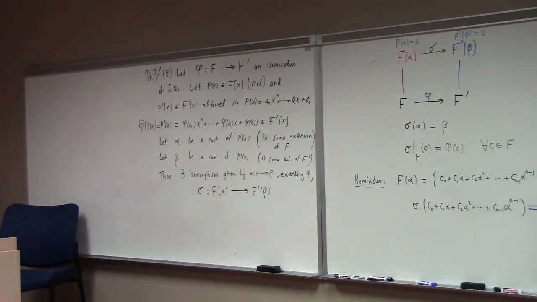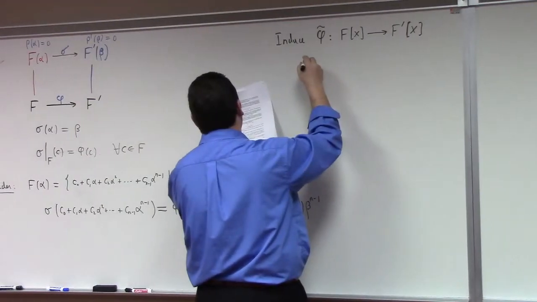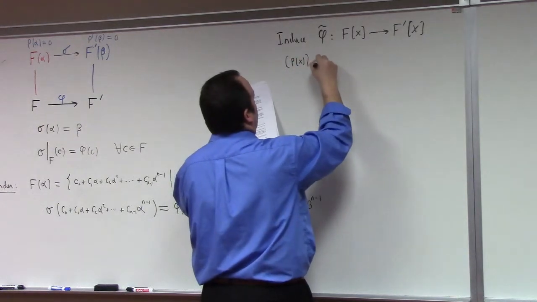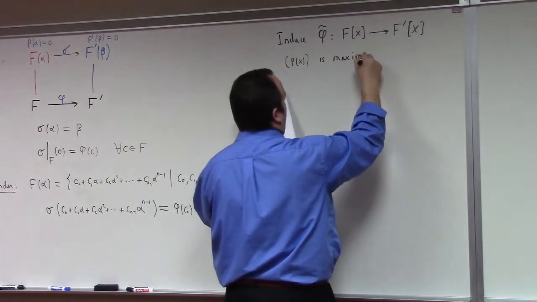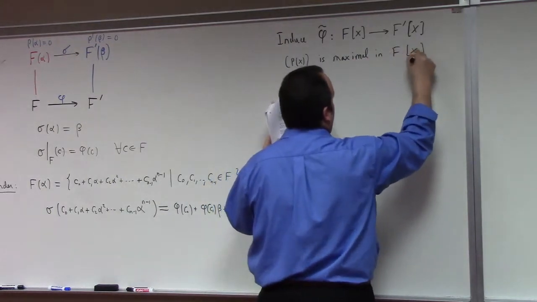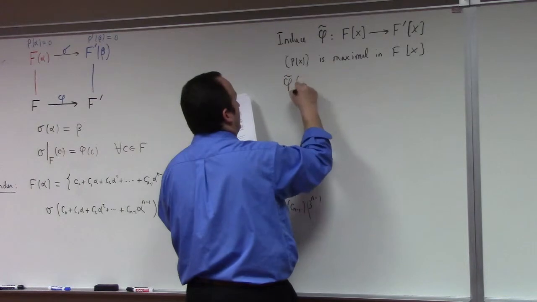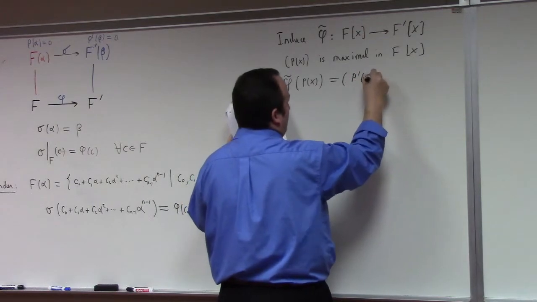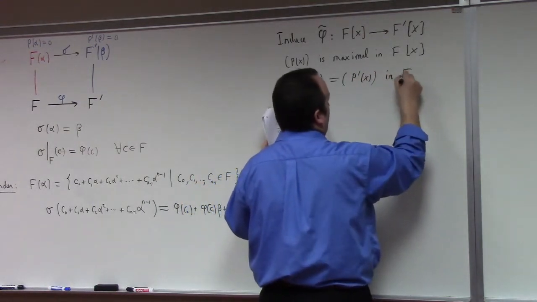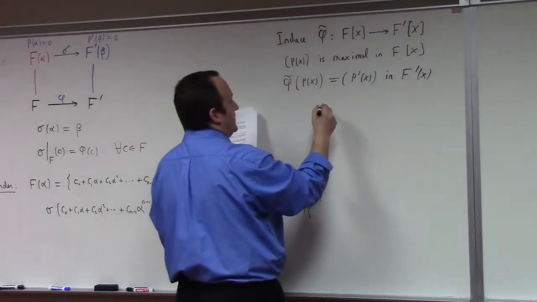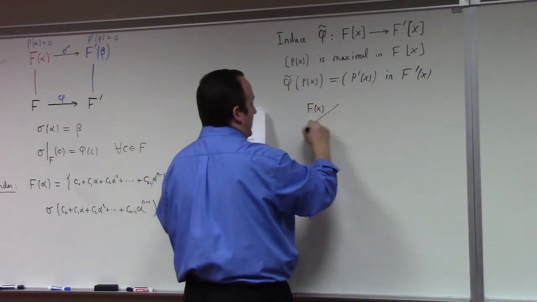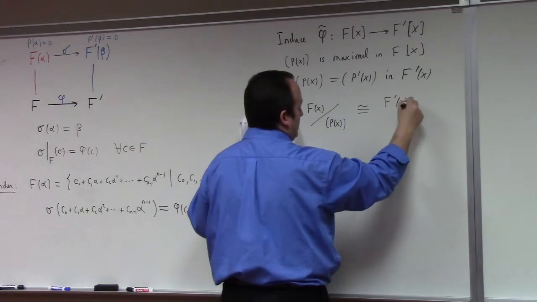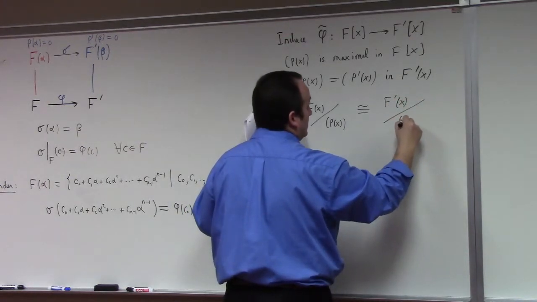Okay, so that's a homomorphism, and he points out that p of x is maximal in F[x], and he's also argued that phi tilde of the maximal ideal generated by p of x is equal to the maximal ideal generated by the irreducible polynomial p prime of x. So you put these things together, and if you look at F[x] mod the maximal ideal p of x, that would be isomorphic to F prime[x] mod the maximal ideal p prime of x.